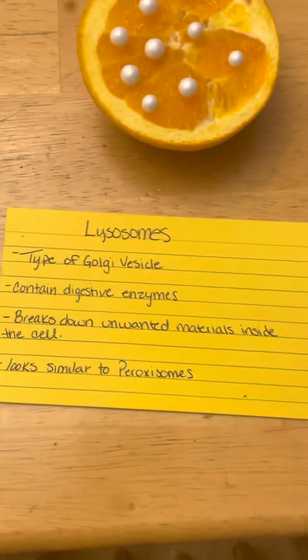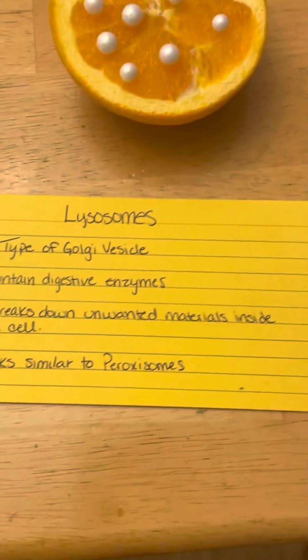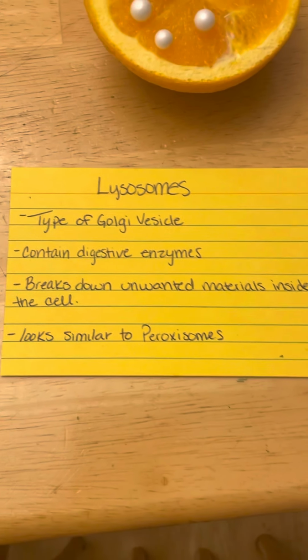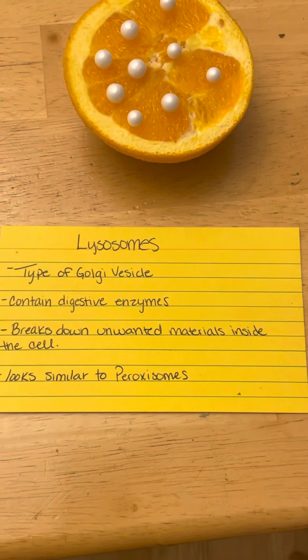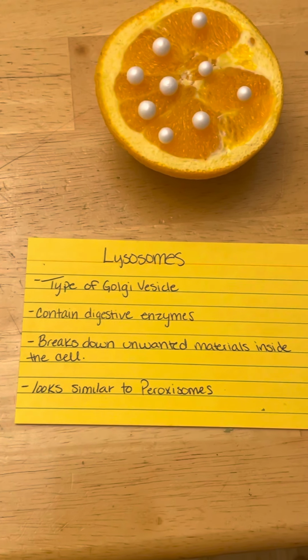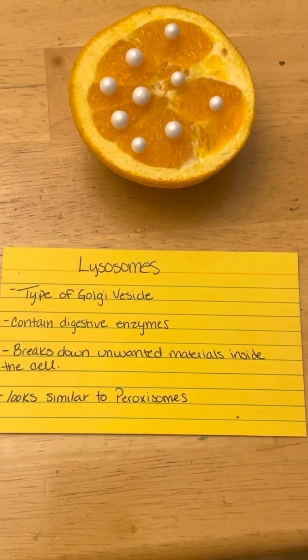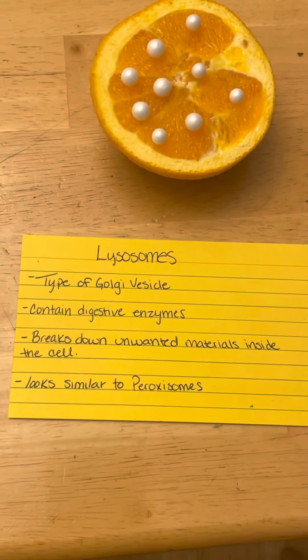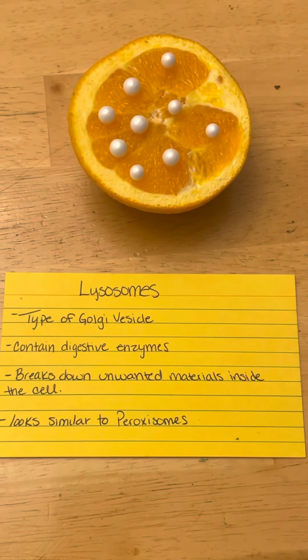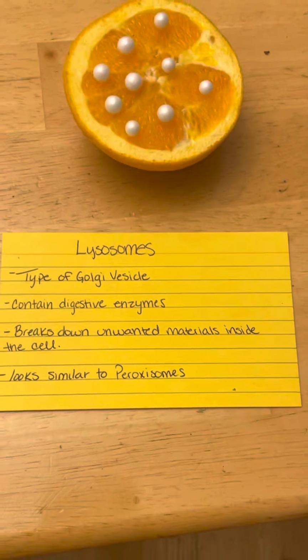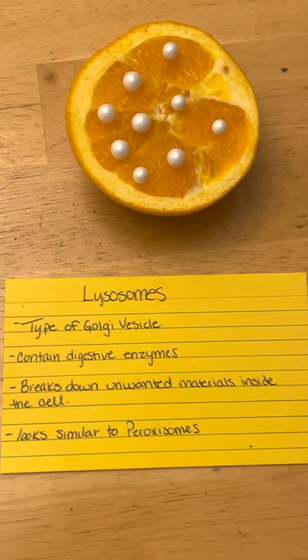Next we have lysosomes. It's a type of Golgi vesicle that contains digestive enzymes. It breaks down unwanted materials inside of the cell, and it resembles the peroxisomes a lot. And I made that out of an orange.